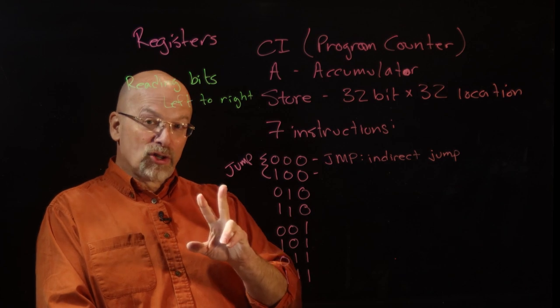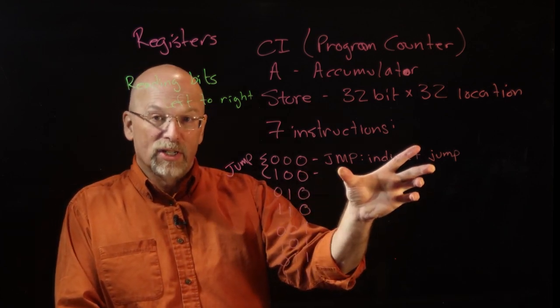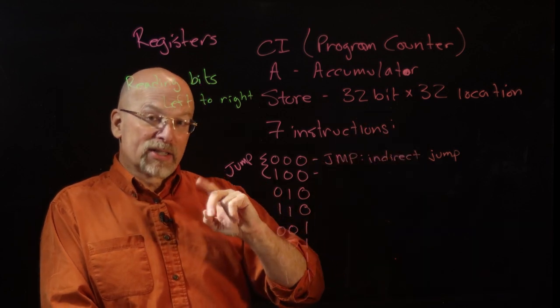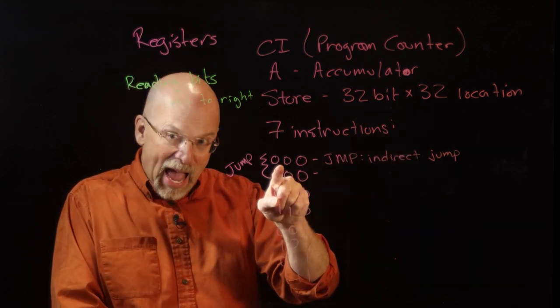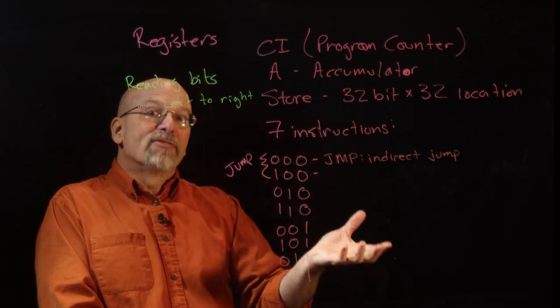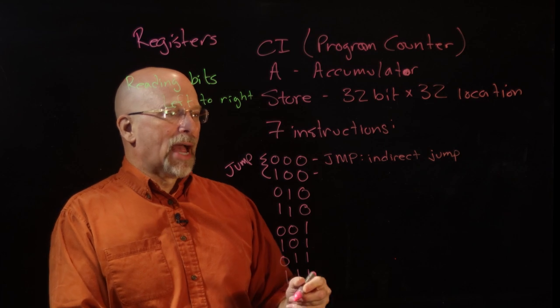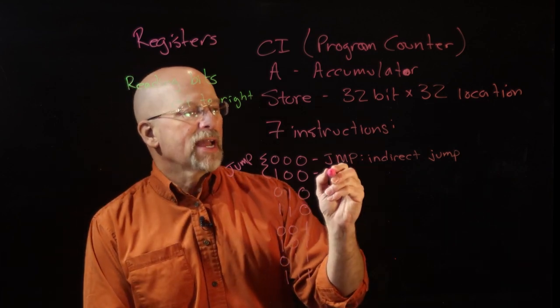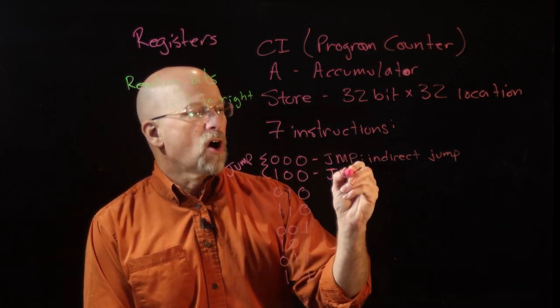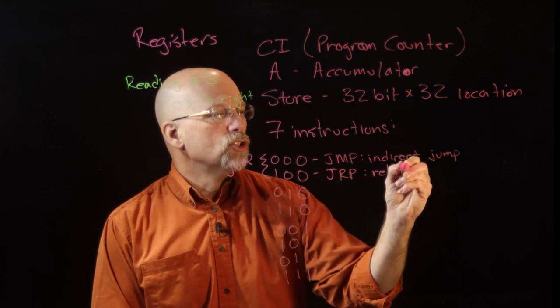It actually takes two memory accesses. The first memory access is to access the instruction itself, and then the second memory access is to access the address that's contained in that instruction in order to then figure out where we're jumping to. So it takes those two memory accesses. Now, the next one is a JRP, which is a relative jump.